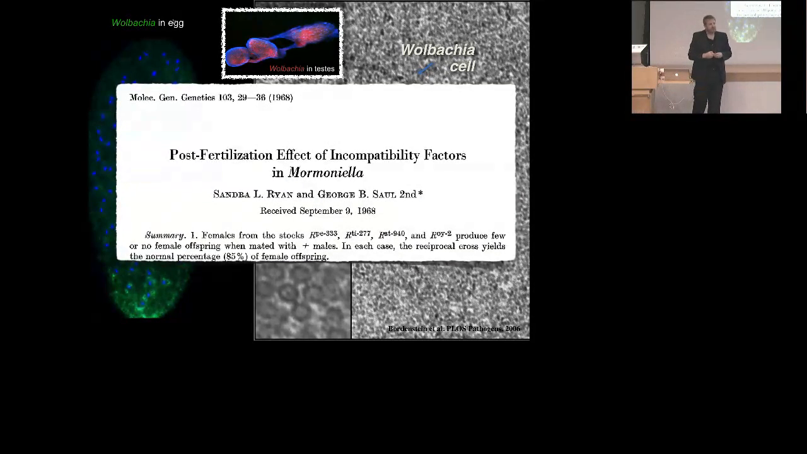One of the things that Wolbachia is famous for is an incompatibility called cytoplasmic incompatibility. I will describe that to you in a little bit more detail, but it was actually found for the first time in Nasonia as far back as 1968. It was just referred to as a post-fertilization effect of incompatibility factors, where certain strains of Nasonia were unidirectionally incompatible with other strains of Nasonia, meaning males of a certain strain produced no hybrid offspring with a second strain, but the reciprocal cross was just fine.